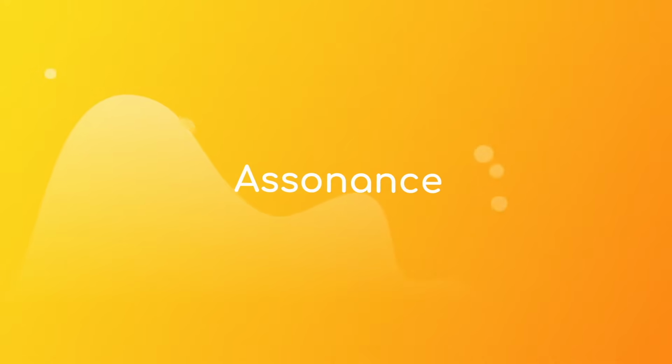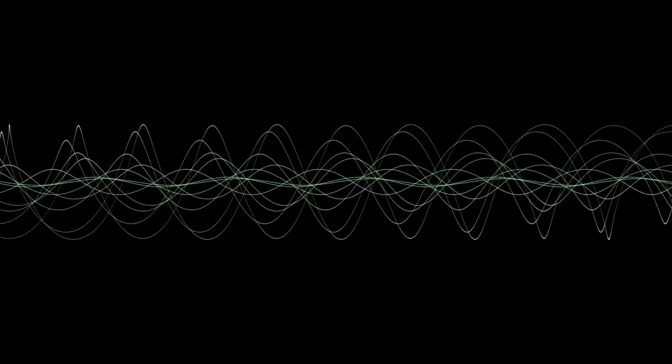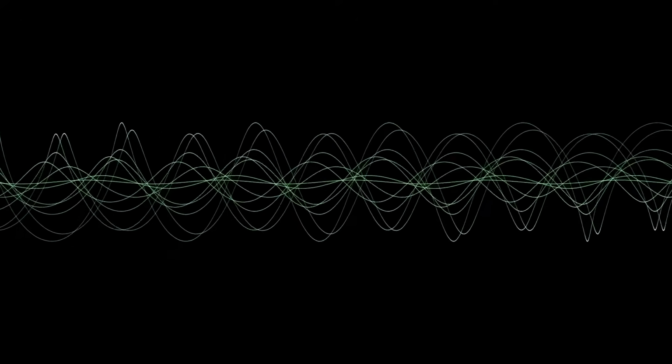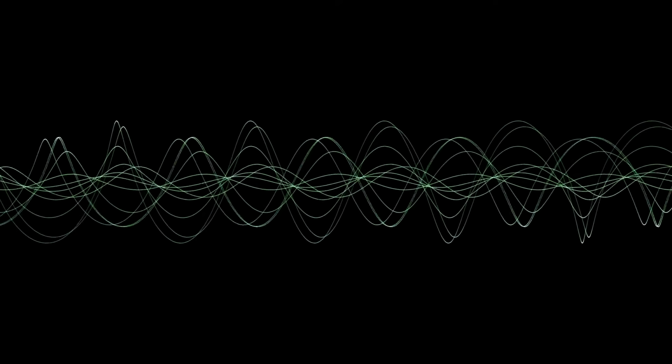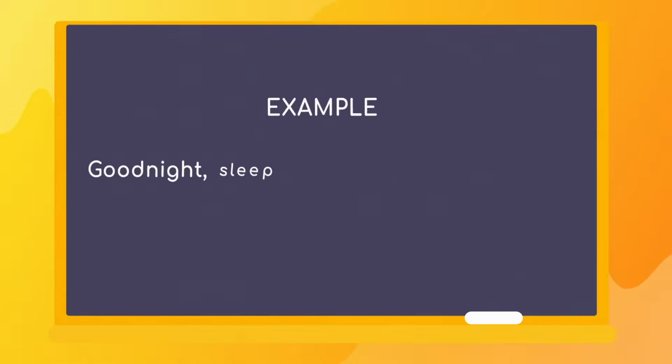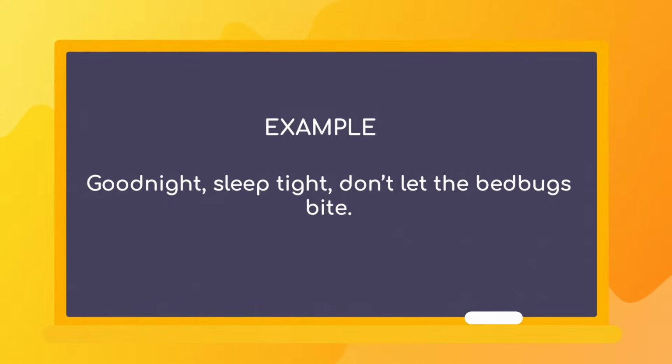Now to assonance. Assonance is a poetic device in which the repetition of similar vowel sounds takes place. This repetition occurs in two or more words in close proximity to one another. The purpose of assonance is to add rhythm and create a lyrical mood.